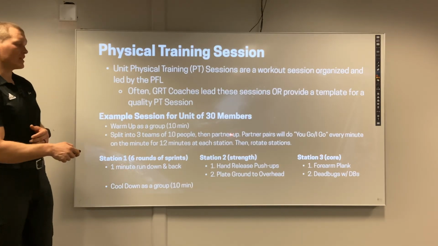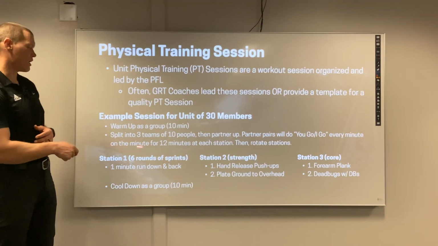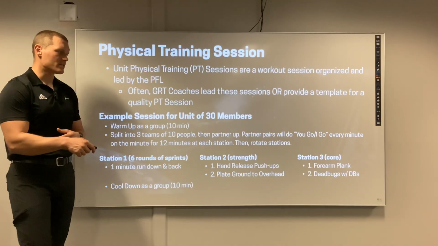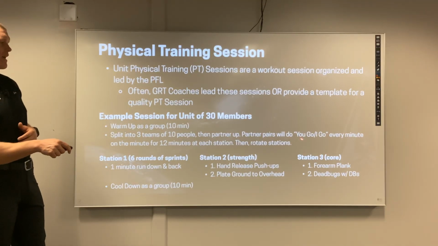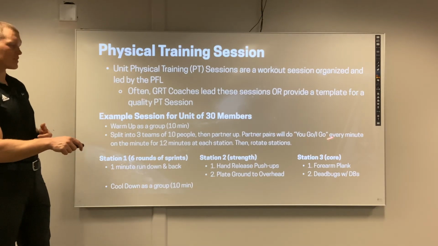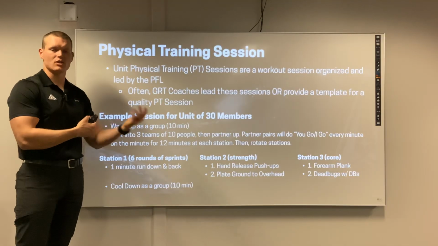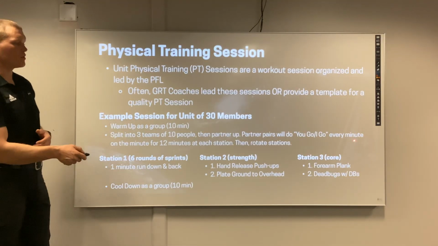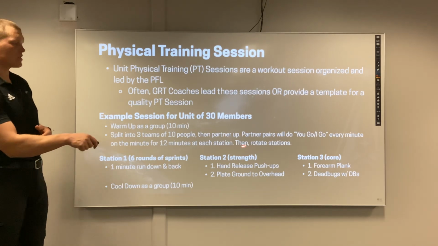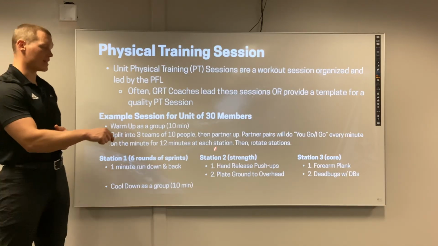And so then we'll have individuals partner up, and partners can do that you go, I go, every minute on the minute style of session for 12 minutes at each station. And so an example of something like that is an every minute on the minute, you go for 1 minute, then I go for 1 minute. We do that for 6 total rounds because I get to do 6, I get to do half, and then you get to do half. So then that's that you go, I go in an every minute on the minute type of set for each of these 3 stations. When you're done with your station of 12 minutes, you can rotate to the next station.